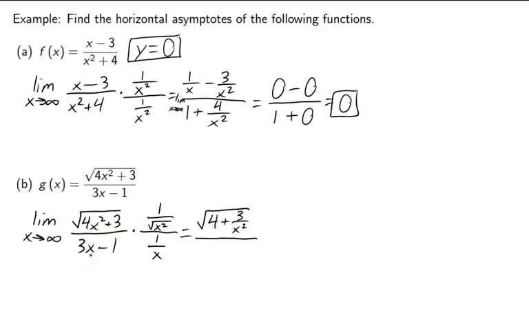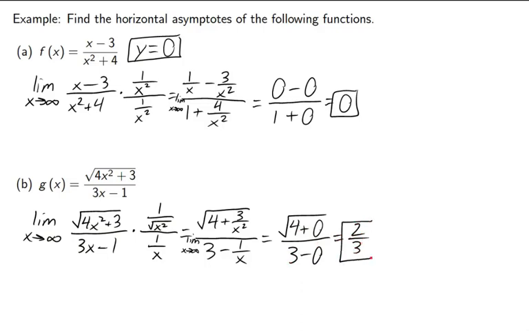And in the denominator, I'm just multiplying by 1 over x, giving me 3 minus 1 over x. Same rule applies. If it's any number over a power of x, it just becomes 0. So we get the square root of 4 plus 0 over 3 minus 0. Square root of 4 is 2, and so I get 2/3. Thus, the asymptote is y equals 2/3.